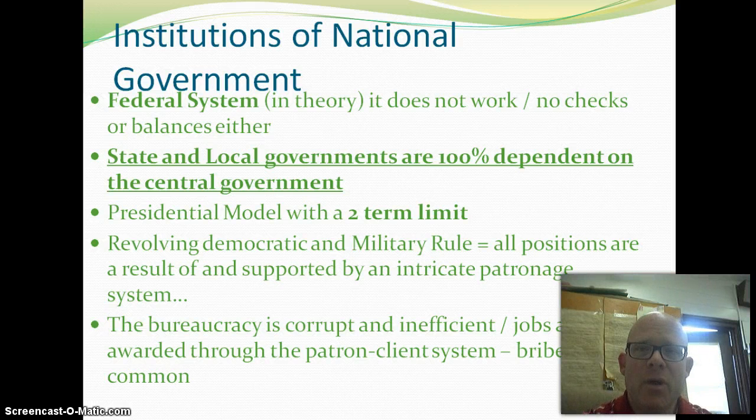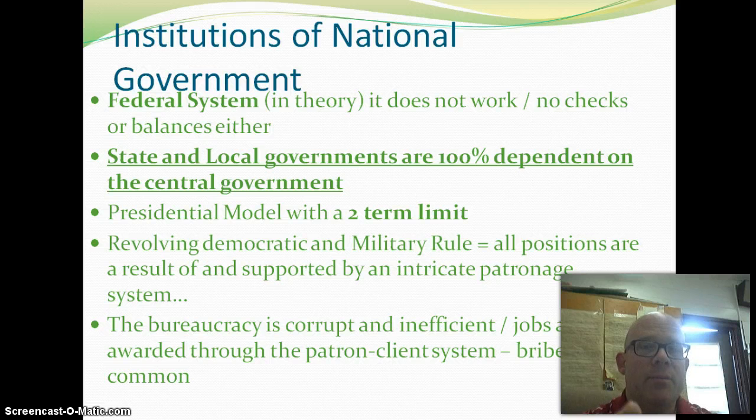They use a presidential model. Previously, at the beginning of the country, they used a parliamentary system, but that didn't work very well. We discussed that in class. So they've transitioned to a presidential model, and they use a 4 years per term, 2-term limit. In Nigeria, we've seen a revolving door of democratic and military rule over time, but the key unifying factor here is that each of these positions, president, military dictator, whatever it might be, are supported by a very intricate system of patronage, that prebendalism.